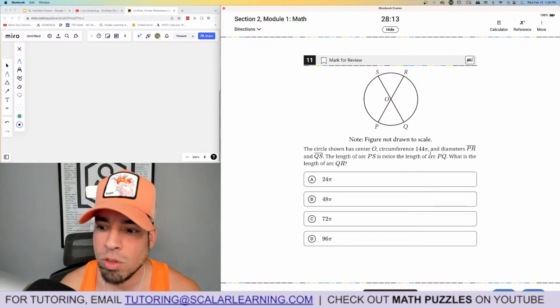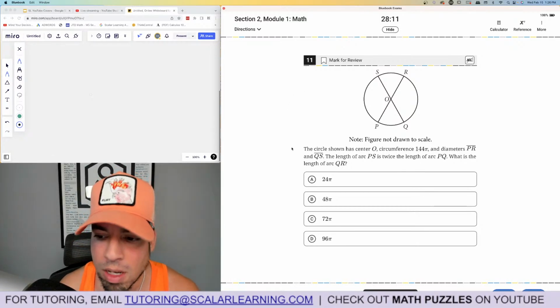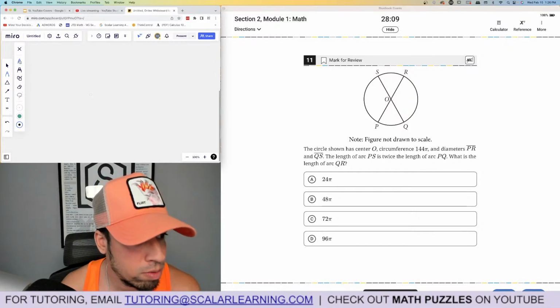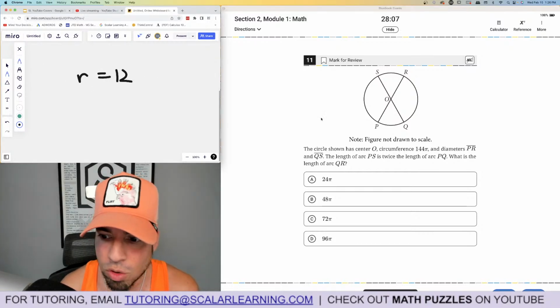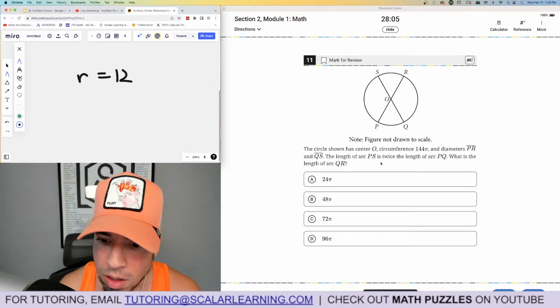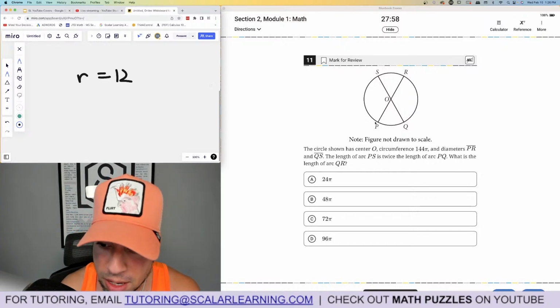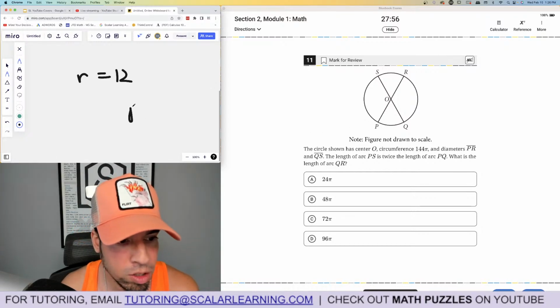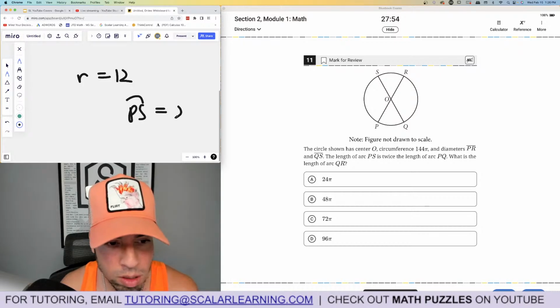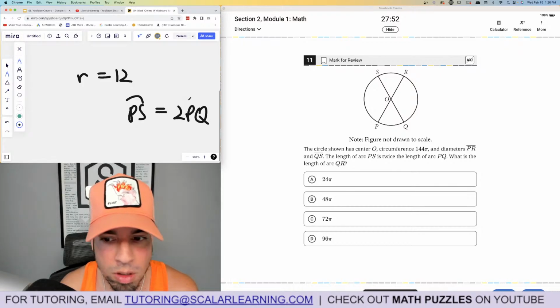Circle showing center. Oh, circumference. So the circumference, that means the radius is 12. I wish I could draw this on there. Radius is 12. And those are the diameters. The length of arc PS, which is this length here. Length of arc PS is twice the length of PQ.